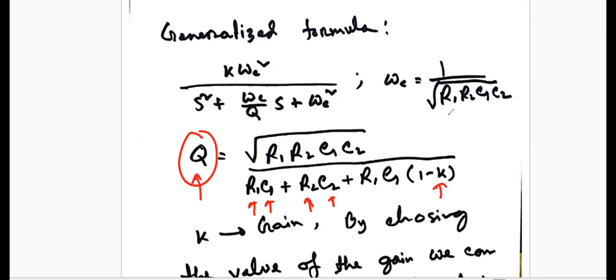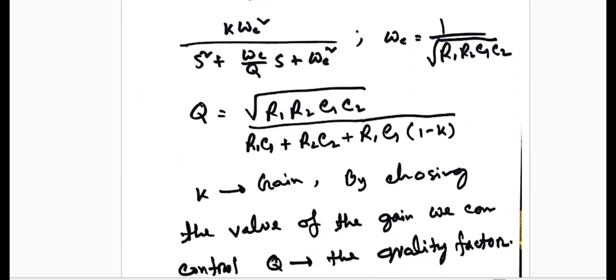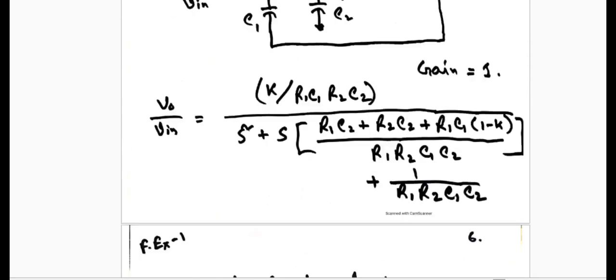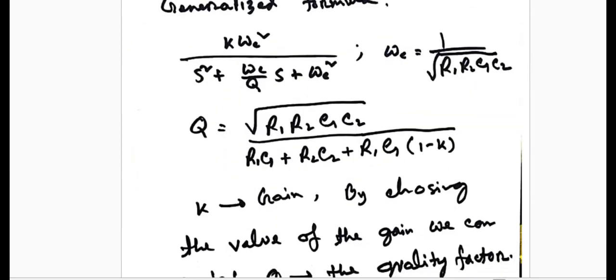It is very important because the omega C basically depends on the value of R1, R2, C1, and C2. So you can fix the omega C by choosing a fixed value of R1, R2, C1, and C2 in your circuit. However, if you want to change the value of the Q, you just need to tune the value of the gain. That will actually give us a huge freedom to control the Q factor in case of the Sallen-Key topology. That is the main finding of this kind of topology.